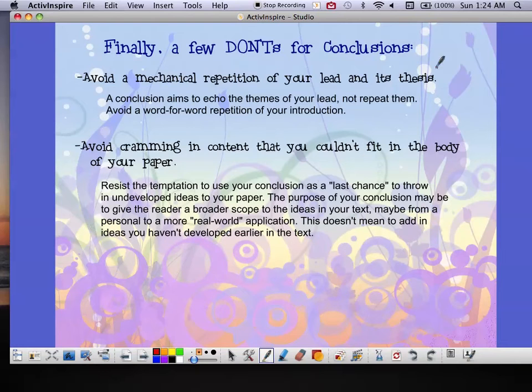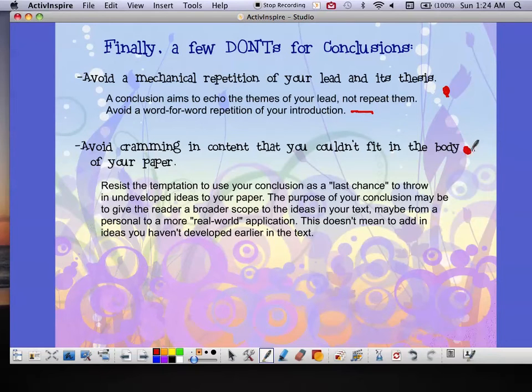Okay, remember, there's a few don'ts for your conclusions. You don't want them mechanical. In my paper, I have given you 3 reasons why. That's terrible. You also don't want to repeat your introduction word for word in your conclusion. Another huge no-no.